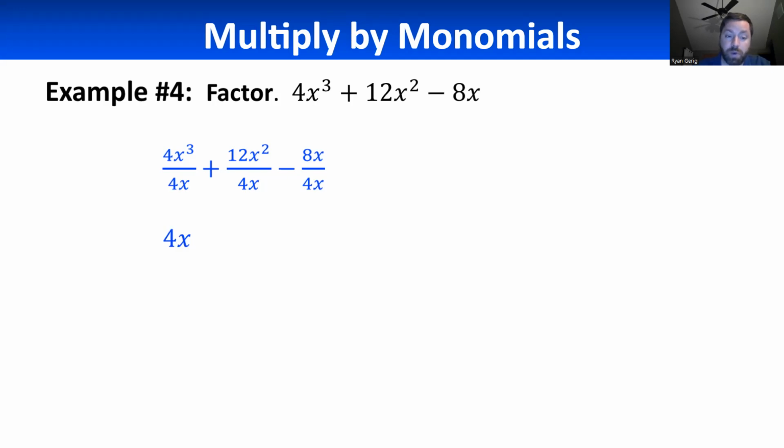So 4 divided by 4 is 1. And then x to the third, take out an x, you have x squared. 12 divided by 4 is 3. If I have 2 x's to take 1 out, there's 1 left. And then don't lose the -8x divided by 4x. The x's are going to cancel, and you're going to be left with -2. And that is the factored form of this polynomial.